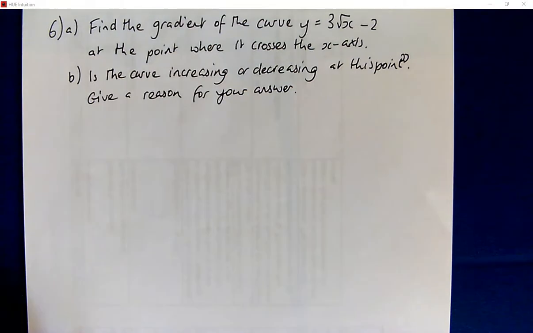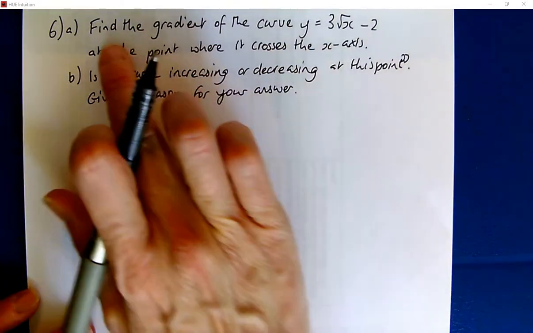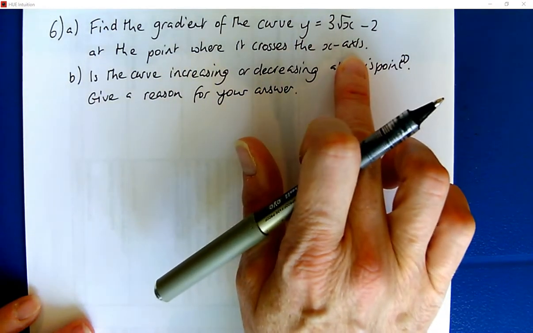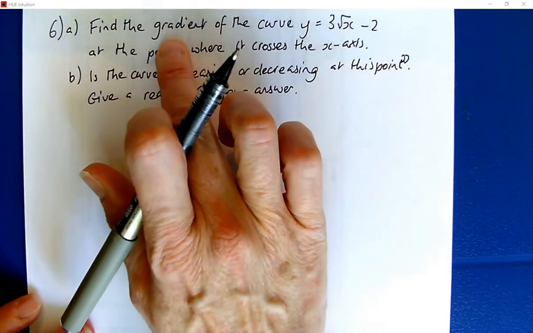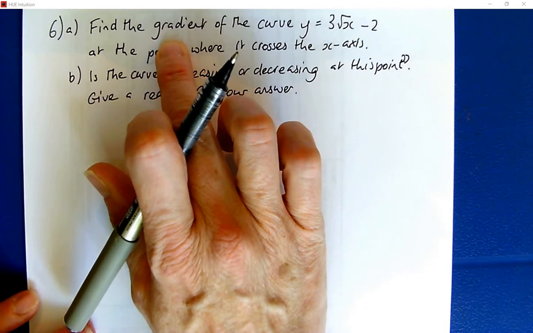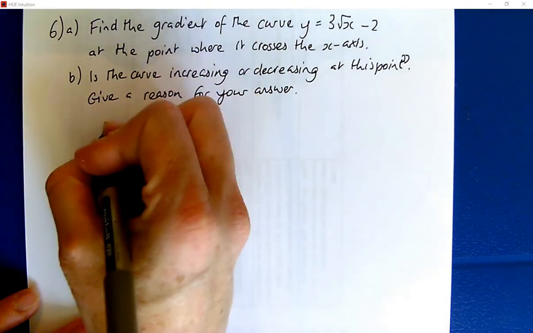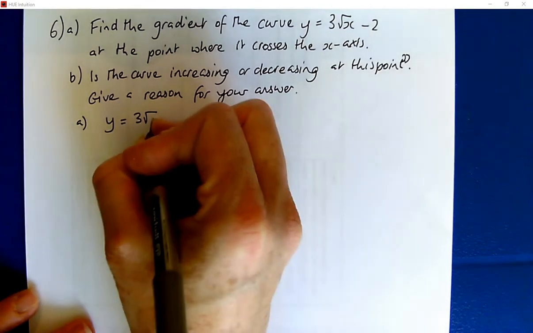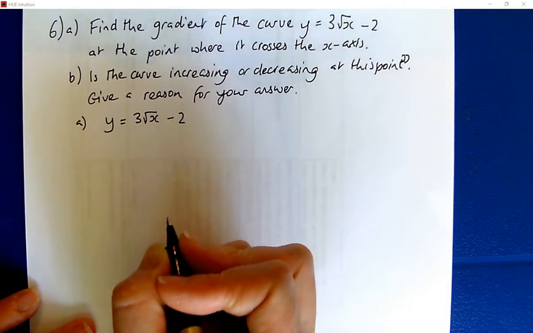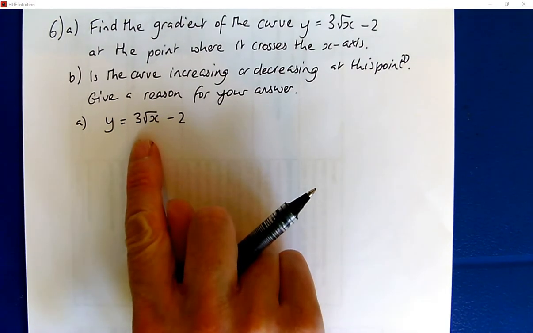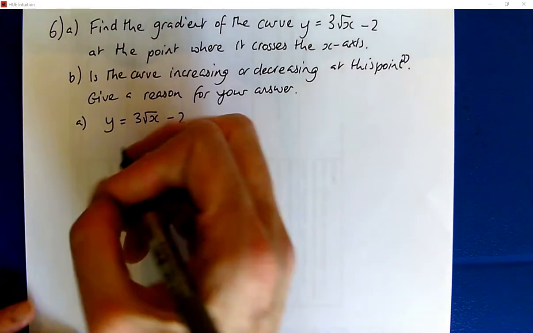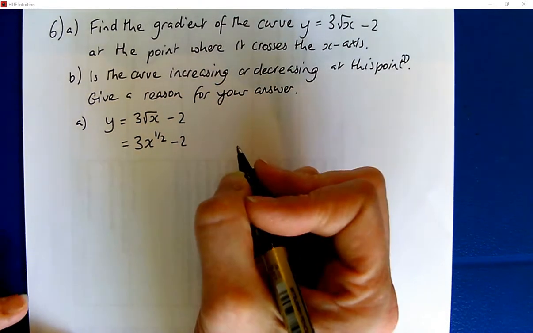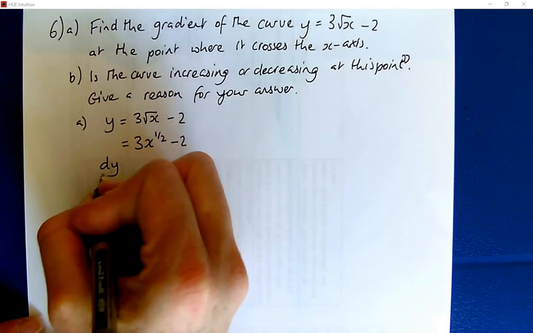Okay, question 6. We've got two parts. Find the gradient of the curve at the point where it crosses the x-axis. Okay, so to find a gradient, remember we're differentiating. So we've got if y is 3 root x minus 2, we want to differentiate that. Now I don't like that at the moment because that's a root, so I'm going to rewrite that as 3x to the power half minus 2. So now I can easily differentiate that.